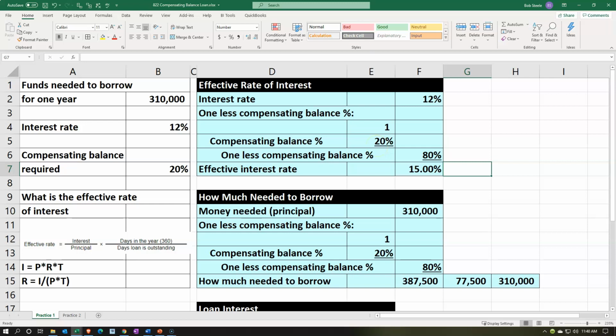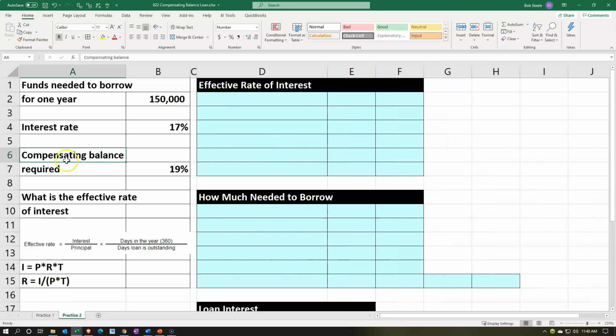All right, so let's try this scenario again. Now the funds we want to borrow, we want to pick up $150,000 to do something with it. The bank says, okay, we'll give you a 17% interest rate, but we think you're a little bit risky here, so we want a compensating balance of 19%, which means you don't get to use part of it, even though we're basically going to charge interest on it.